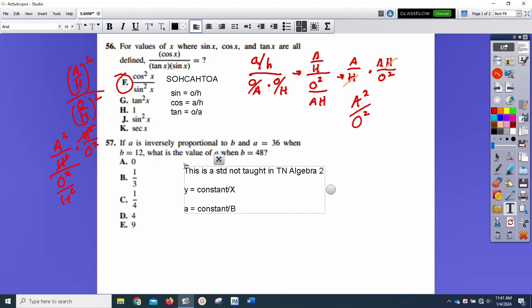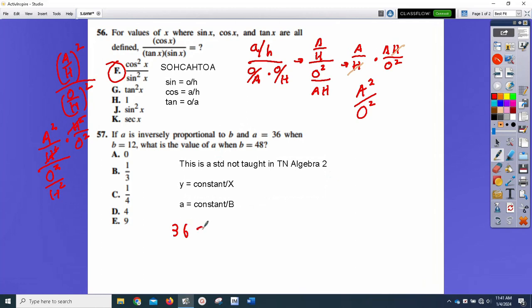That's the deal. Now they give me a couple situations here. They say A is 36 when B is 12. So 36 is going to be some constant, which I'll just call K for constant, over B when B is 12. And this enables me to figure out the constant. So I'm going to multiply both sides by 12. And I'm a little tired, so forgive me. We got 360 and 72, 432. K is 432. What I did is I multiplied 12 by both sides, kids.